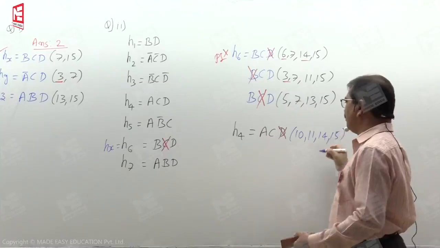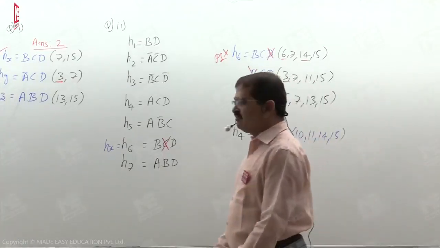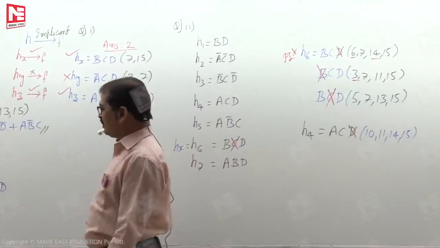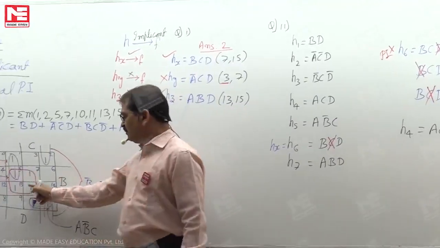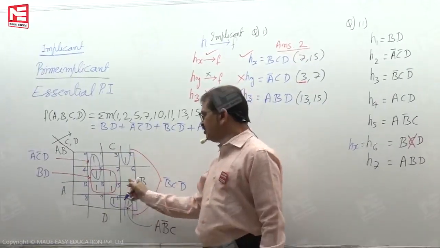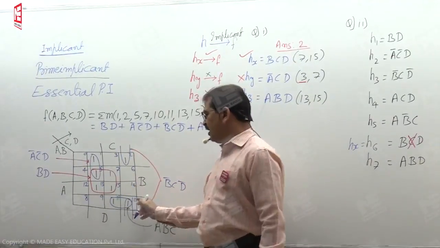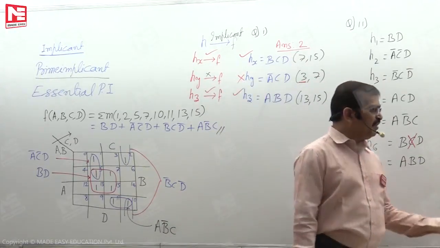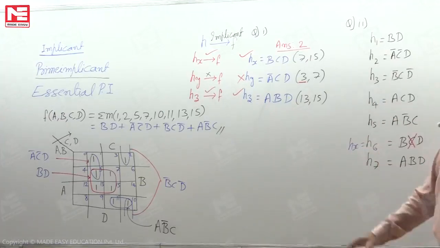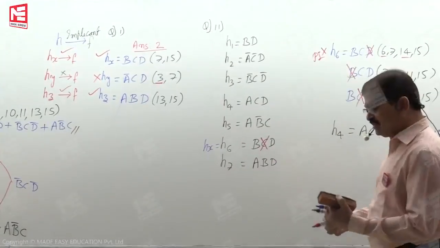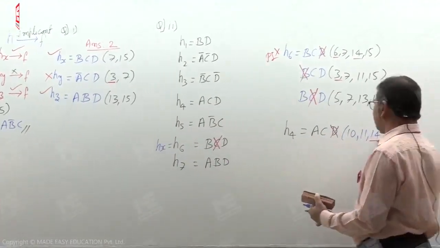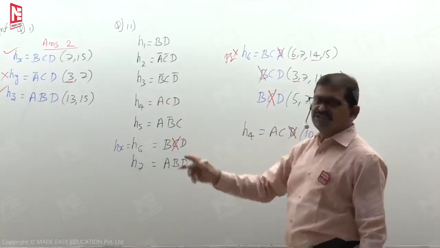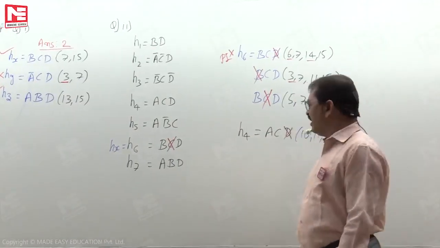Look at the map well. AC is a group of 4 cells. A and C must be common only for this, hence 10, 11, 14, 15. If you see, combination 14 is a maximum to the function f. Combination 14 is not a min term in the given function. Hence, it is a maximum.